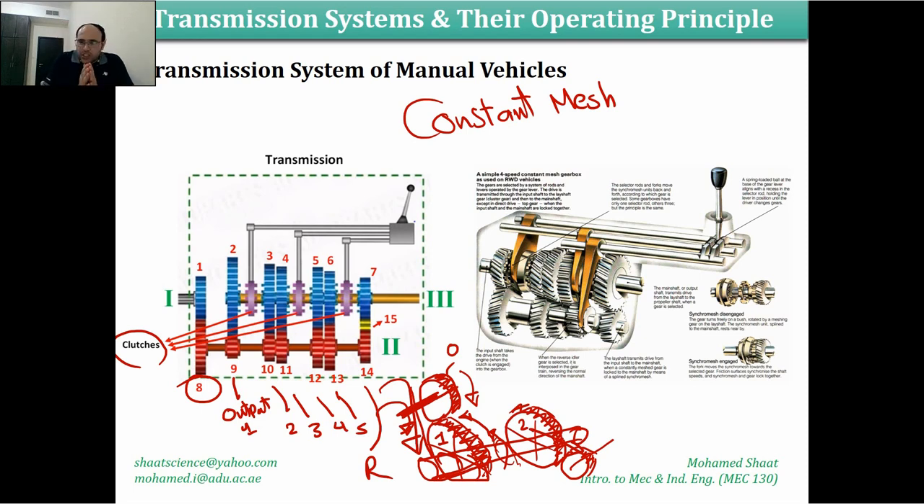So the first gear is commonly known as the first speed. This is the lowest speed. The second gear is the second speed. The third gear, the fourth gear, the fifth. Then you have the reverse.